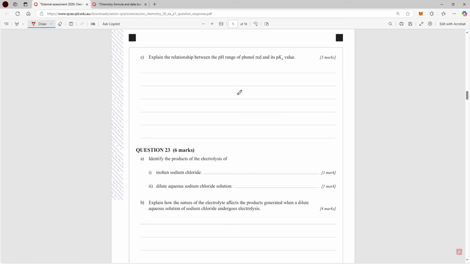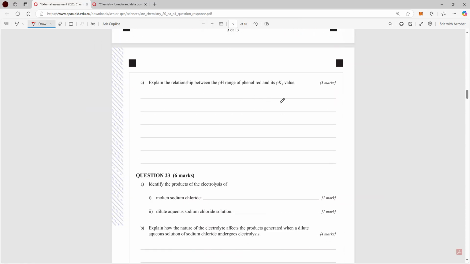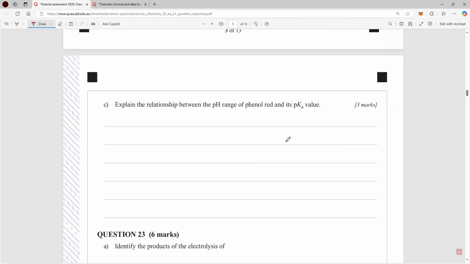Okay, question C. So, explain the relationship between the pH range of phenol red and its pKa value. This one is actually quite tricky, because what we actually need is some stuff not really taught much. We need a special equation. So I'll just change the color. So the pKa isn't just negative log 10 of the Ka. If you did some rearranging, you also get this.